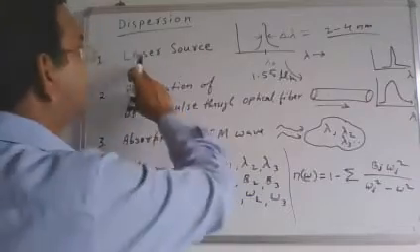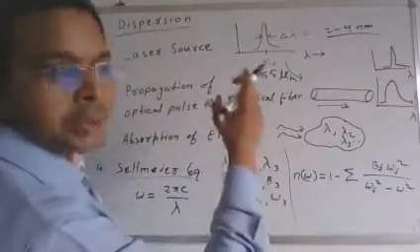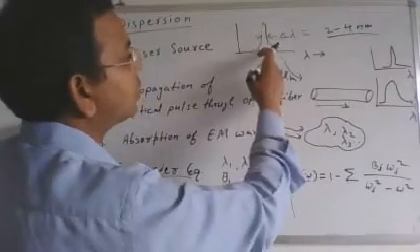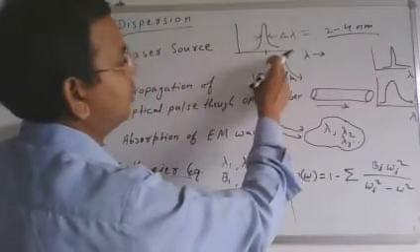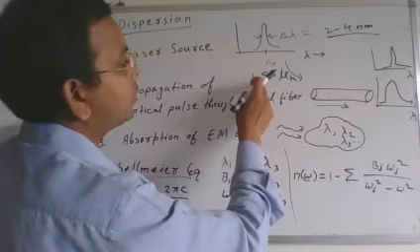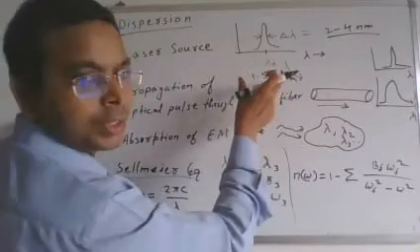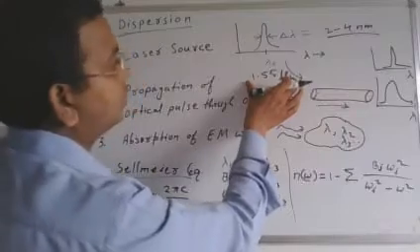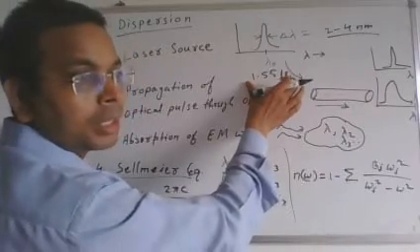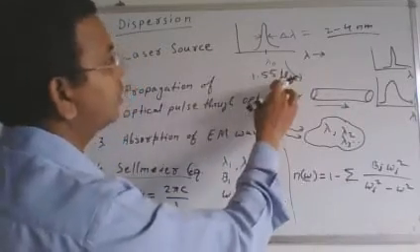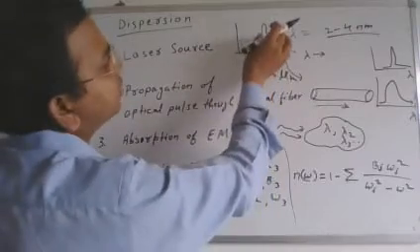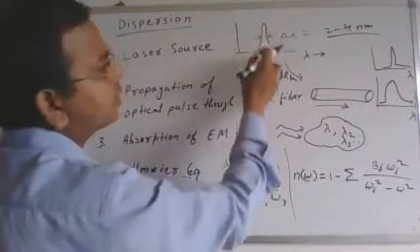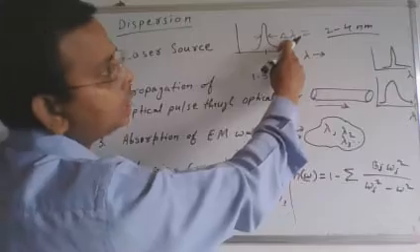So the first point is the laser source. Any laser source emits light at some central wavelength lambda naught. Suppose that wavelength is 1.55 micrometer or 1550 nanometer. This is the communication wavelength, accepted at the international level, and the laser source has some spectral width that is called delta lambda.